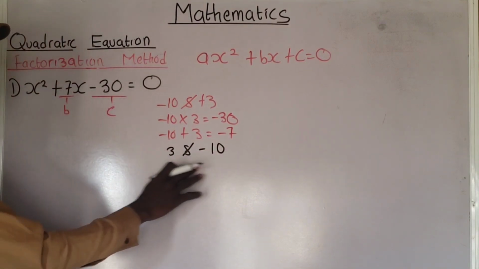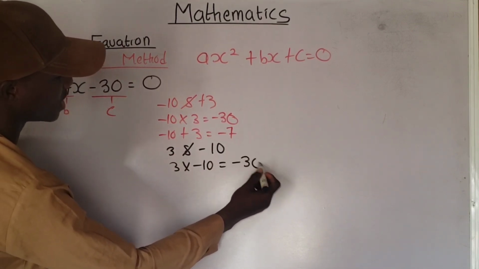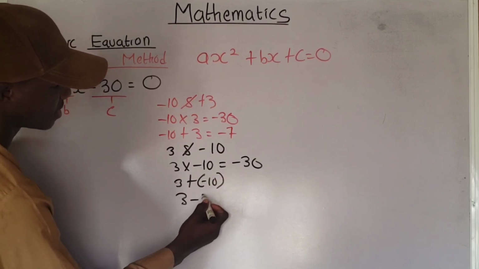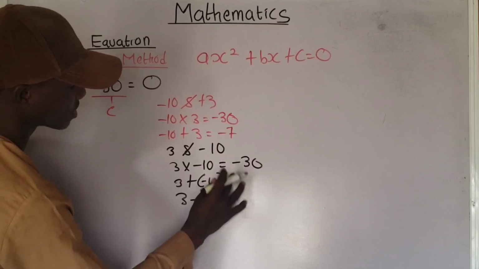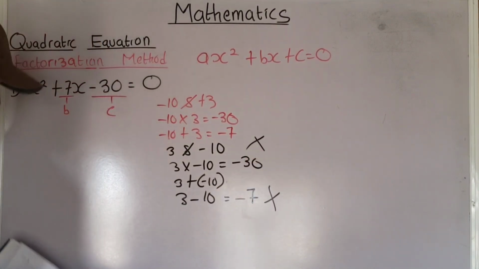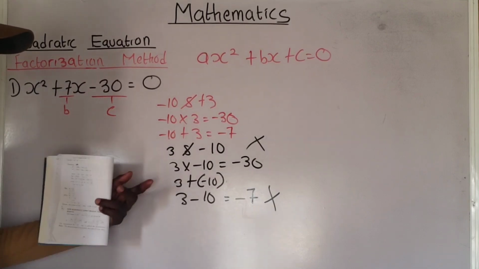Let's take the product of 3 and negative 10. 3 multiplied by negative 10 is negative 30. 3 plus negative 10, that is 3 minus 10, which gives us negative 7. So this is not correct. This is also not correct. I know the number, but I just want you to understand. That's why I use this long way.